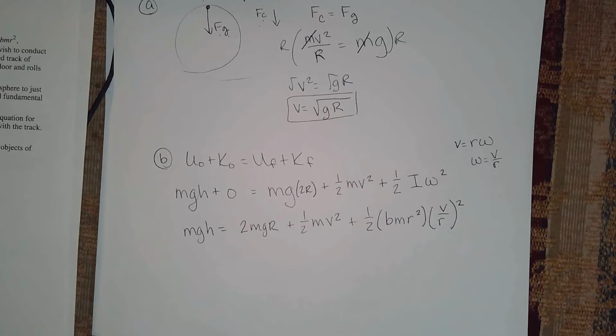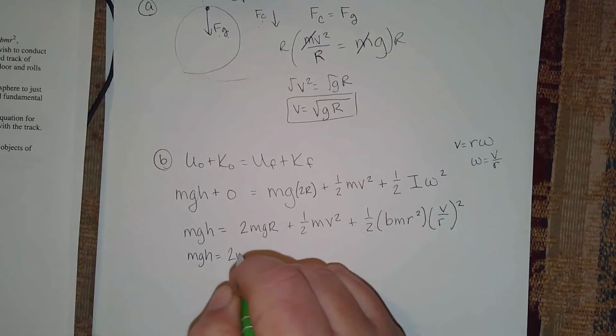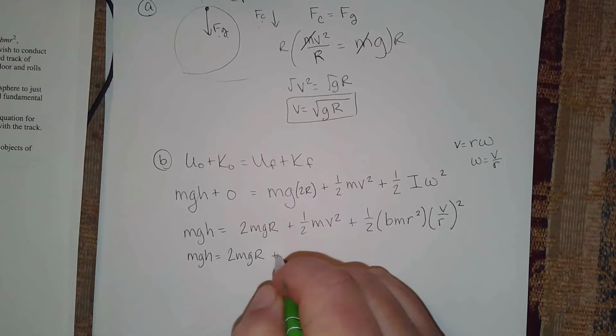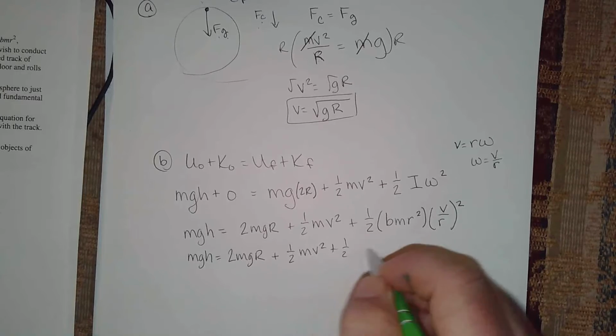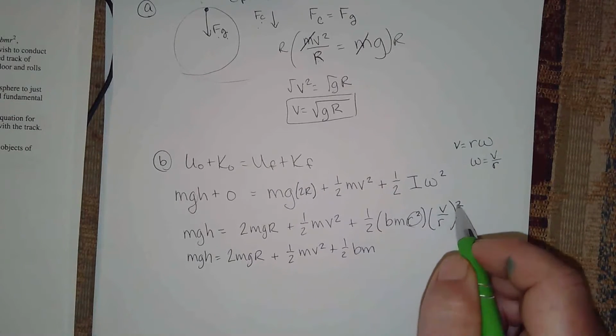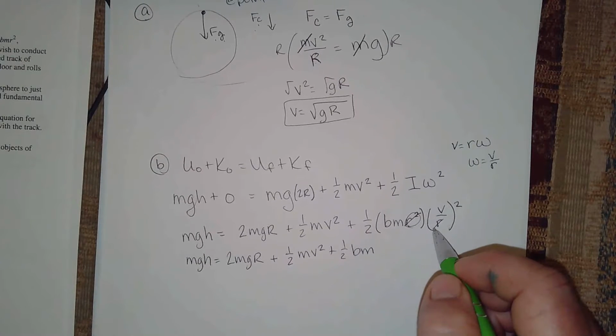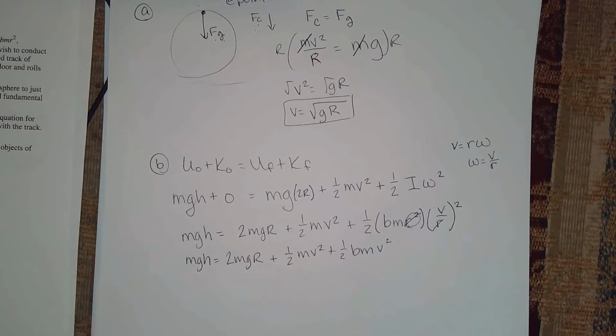Okay, now what this is going to do is it's going to help bring things together. So I'm going to go ahead and write mgh is equal to 2mgr plus 1/2 mv squared plus 1/2 bm. Now, I've got R squared here. This R is going to get squared here, so these two are going to cancel each other out. That v is still squared, so I get v squared.